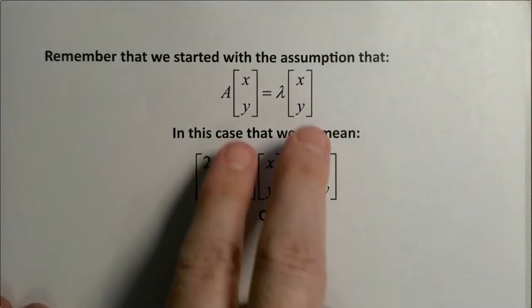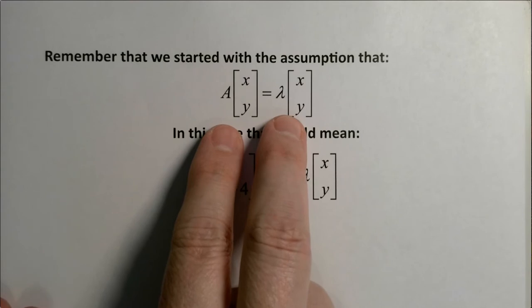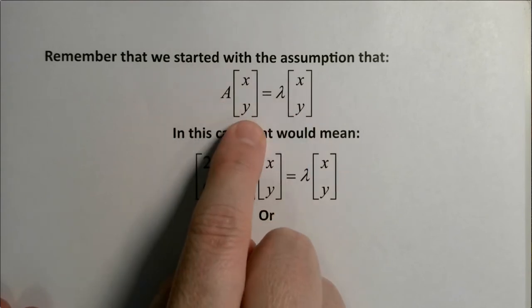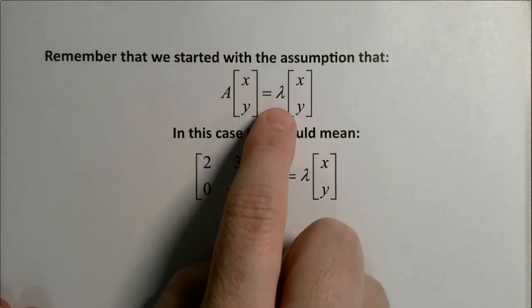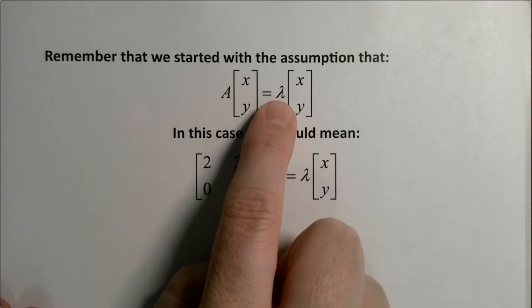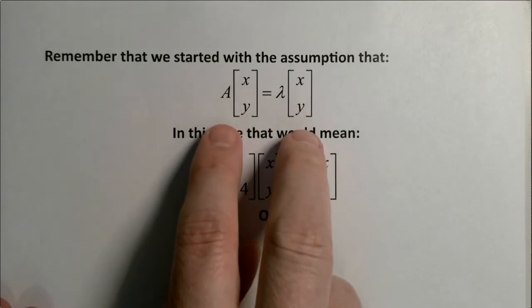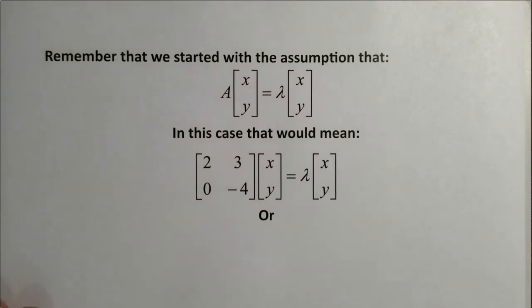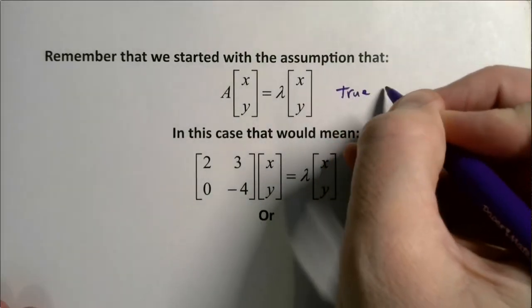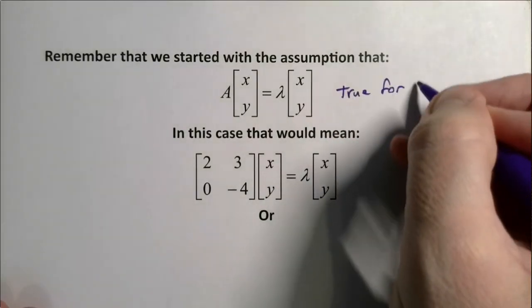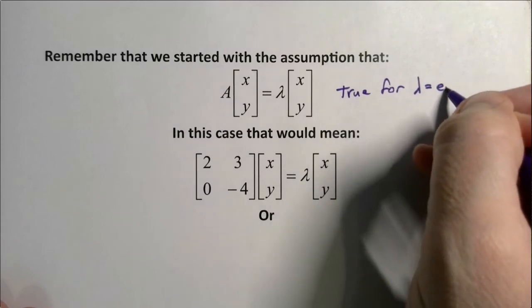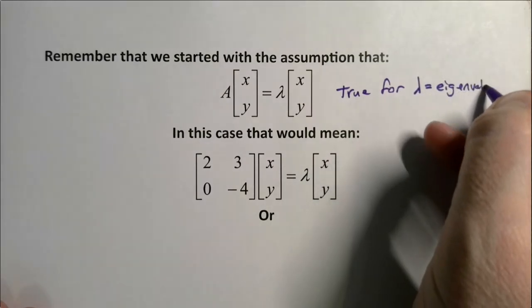remember we started with the assumption that we could write our system coefficient matrix times xy, and that's got to be equal to our special magical lambda values times xy. This equation must be true. This is true for lambda equals an eigenvalue. Right?